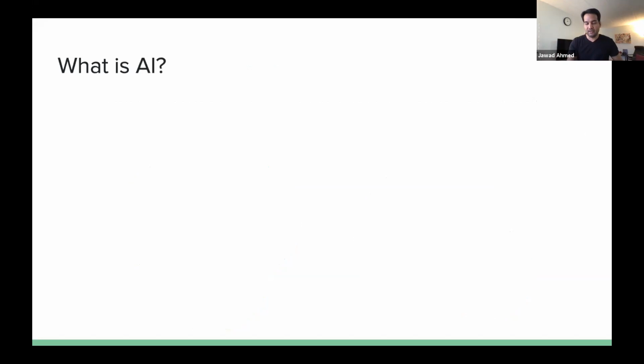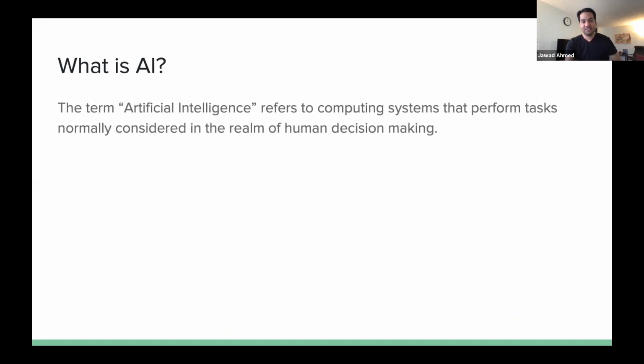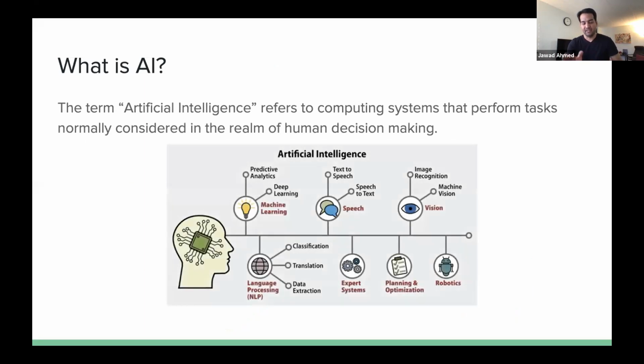So artificial intelligence refers to the computational tasks which are usually in the realm of human decision making. For example, you can see speech understanding, textual understanding, image recognition. These are the tasks which we do, but we do not exactly know what instructions or what steps go into that. I'll touch on that later on, but you can see the different applications.